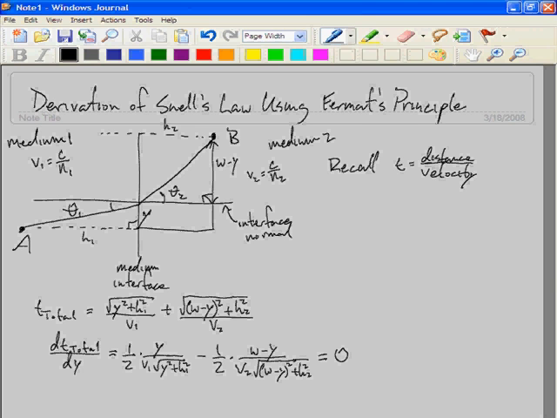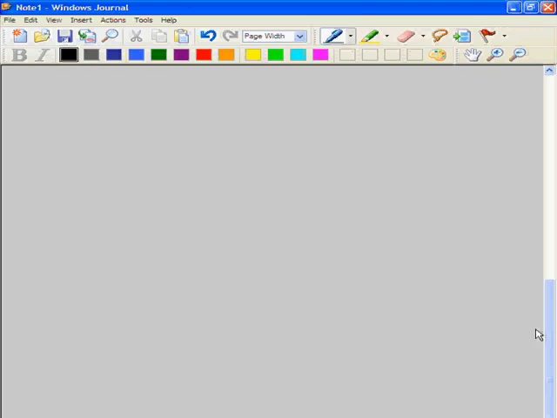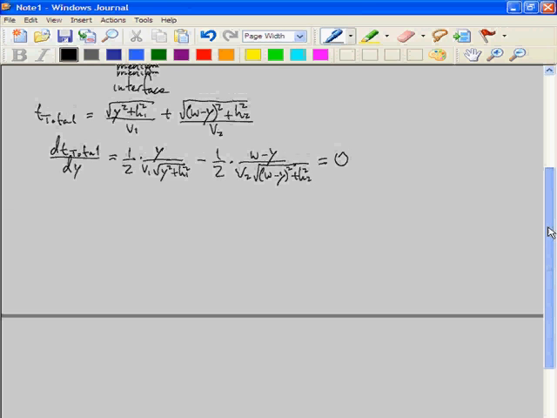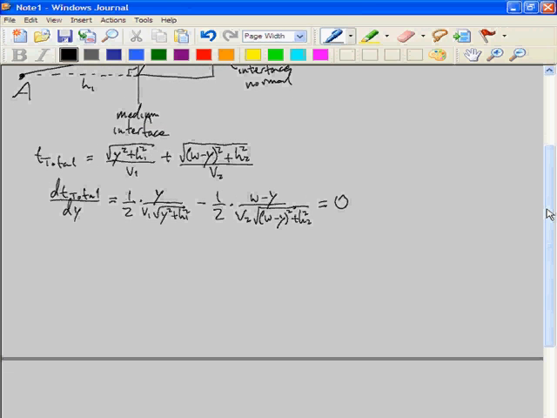Setting the first derivative of the time function equal to 0 will give us the least amount of time traveled by the light from point A to point B, which reveals the difference of two things equal to 0, which means that these two things are the same.